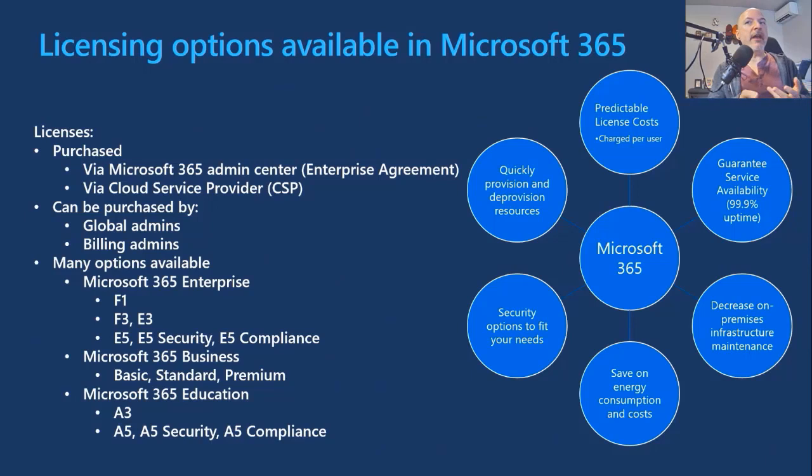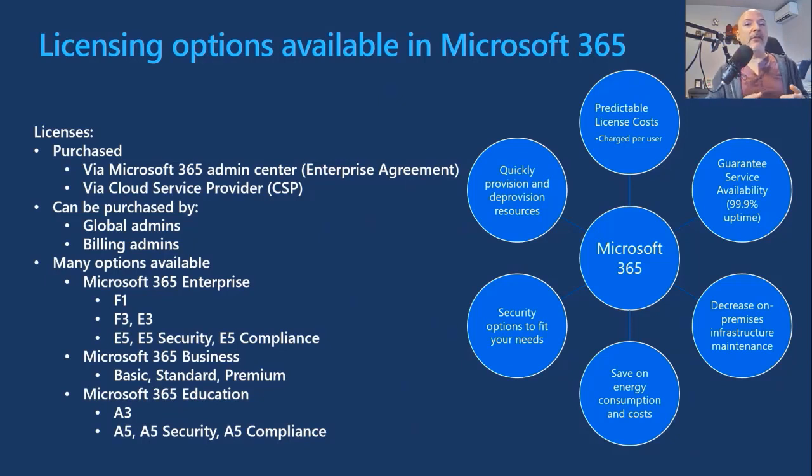That's the F1 and F3. The enterprise SKUs, E3 and E5, and any variety of E5 options, from Windows E5 and Microsoft 365 E5 and Security E5, Compliance E5, and then the education SKUs, the A3 and the A5, a variety of A5 options. Any company can have a combination of these.